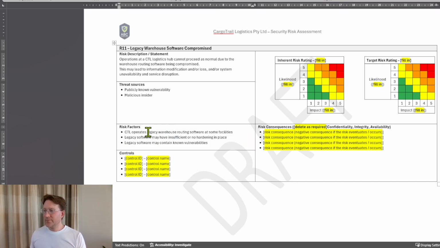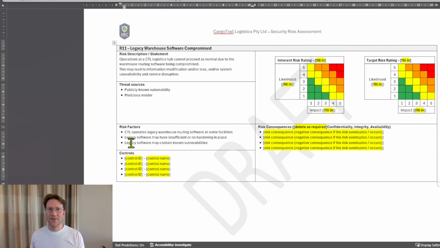For risk factors, we know that CTEL operates legacy warehouse routing software at some of their facilities. This was given to us in initial scenario information. And when it comes to legacy software, we ideally need to do everything that we can to make it more secure. This includes measures like hardening, where we disable features that we don't need. We check configurations and we make it as secure as possible, turning things off, reducing things to the bare minimum that we actually need. We don't know if CTEL has done any hardening for this legacy software.